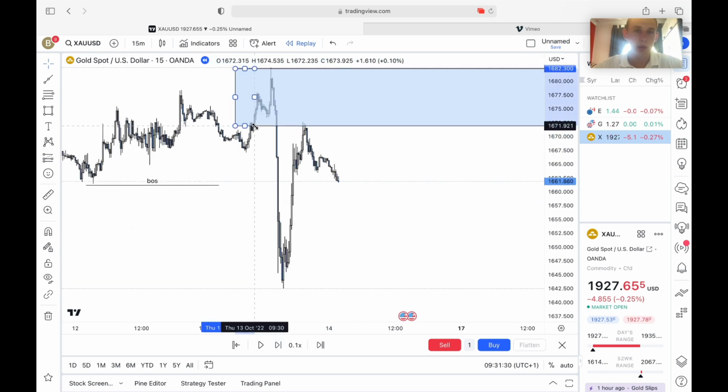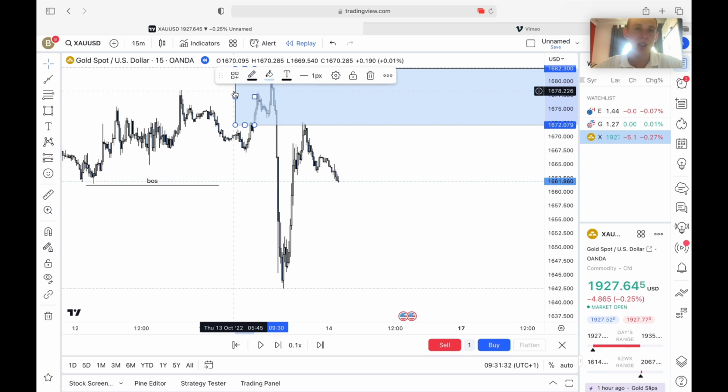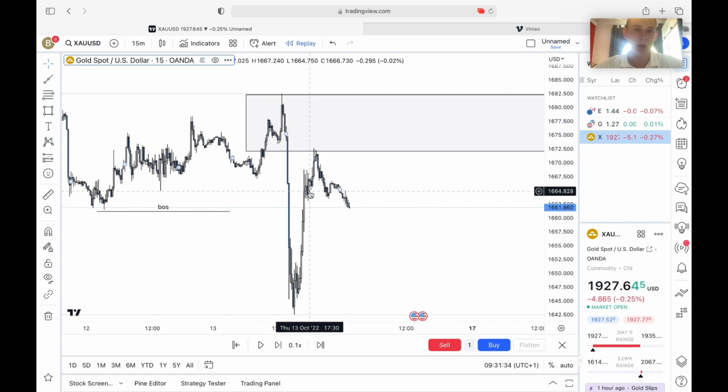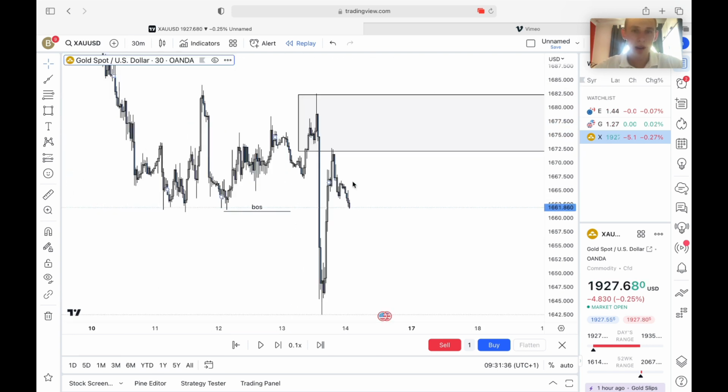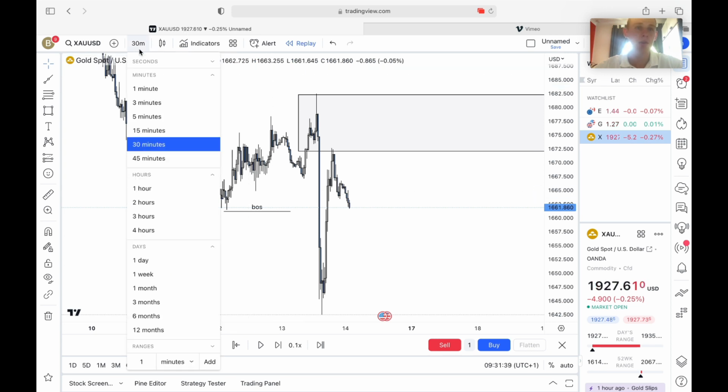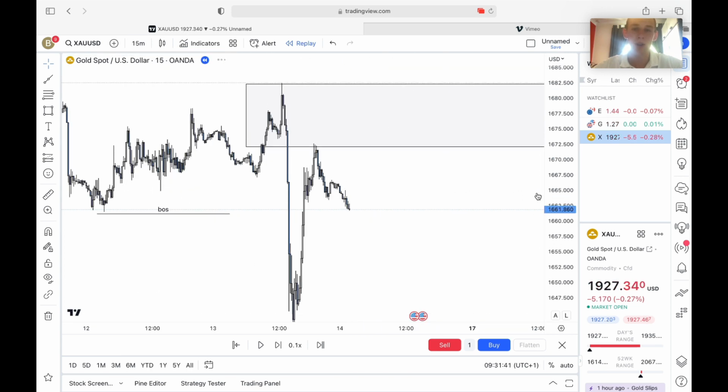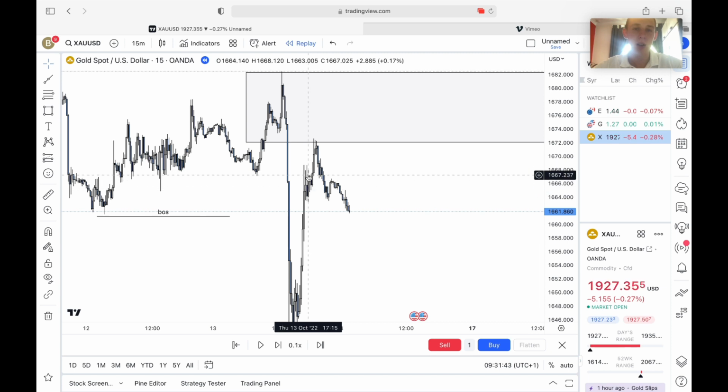Okay, so price has now come up, mitigated this imbalance and filled it in, as we can see. And what I meant by the lower time frame entry model, we can clearly see here, going on the 15-minute, we have this higher low created on the lower time frame.